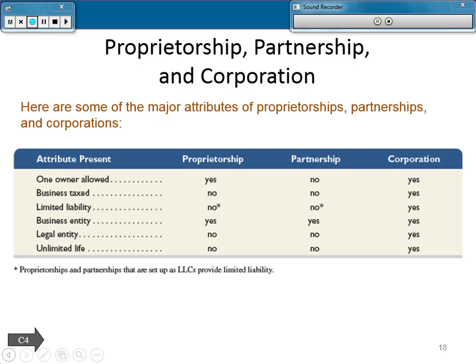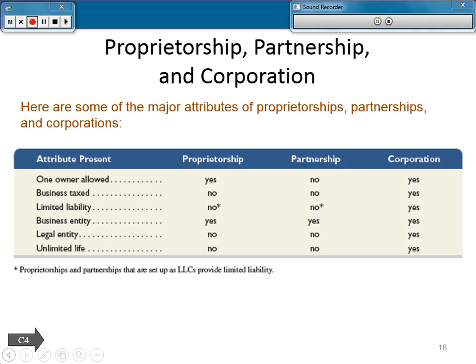Is it a business entity? Yes. Legal? Absolutely not. It's kind of similar to a proprietorship. And it doesn't have unlimited life because in a partnership, if one partner dies, what happens? It goes to the other person. It's done. That's what people don't know about partnerships. When you enter into a partnership agreement, if one partner dies or leaves or whatever, the business is shut down. It does not continue to go forward.